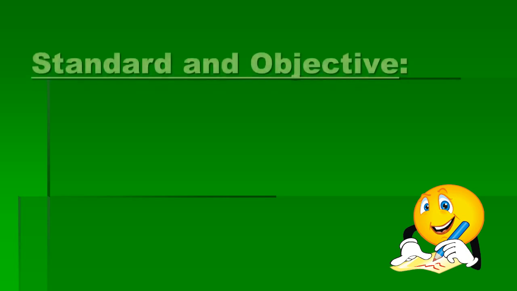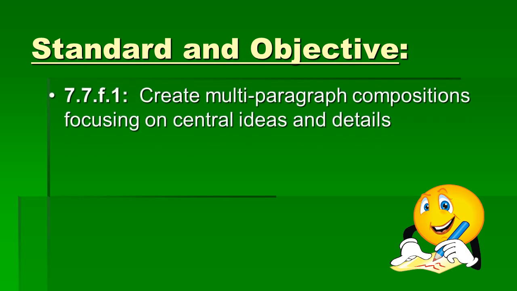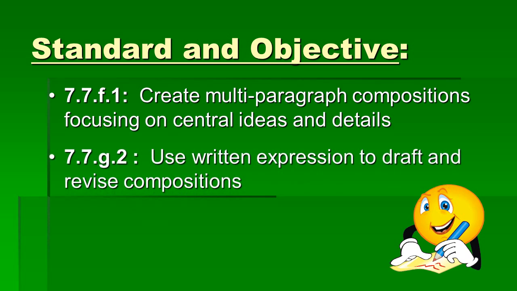The first thing that we'll need to do is discuss our objective. You do not need to write this down, but you will want to be aware of it. Our standard objective for this lesson, there are actually two of them. The first one says we want to be able to create a multi-paragraph composition focusing on central ideas and details. The other objective that we want to be aware of is we want to be able to use written expression to draft and revise compositions.